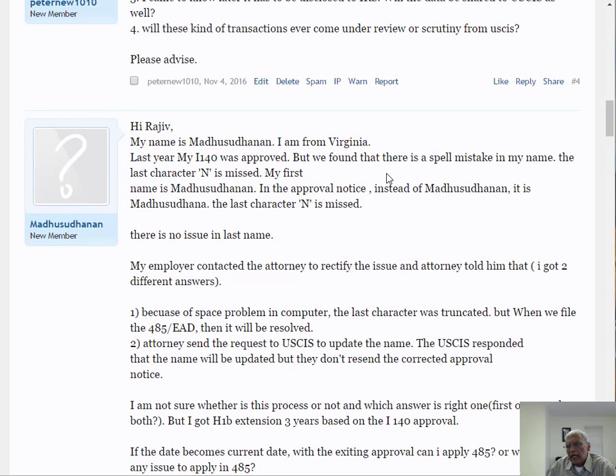Madhusudanan has a spelling mistake in his I-140 approval. Normally, a spelling mistake should not be a problem. And yes, it can be corrected at the I-485 stage.